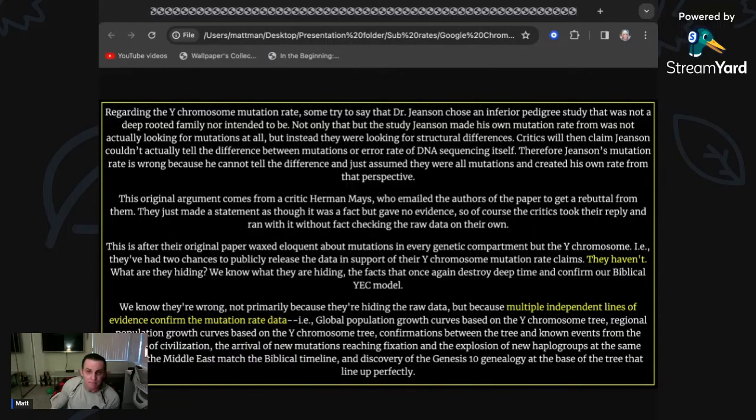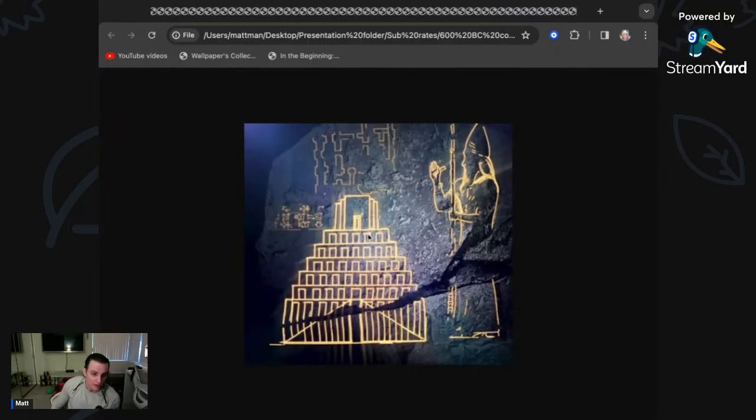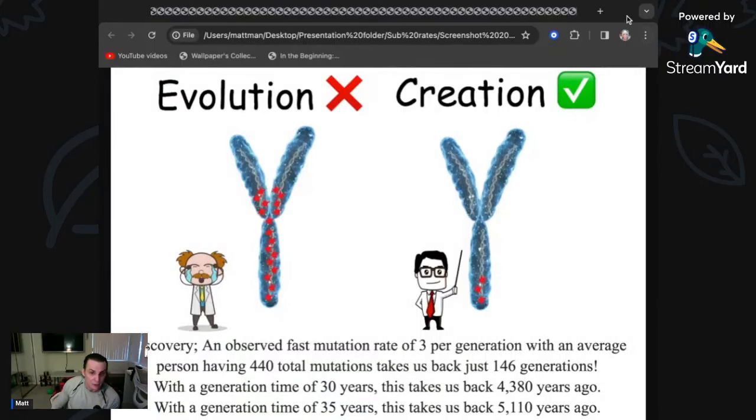What does he mean by that? Well, if we were to expect the Tower of Babel to be true, and we're going to be looking at the mutation rate that he obtained, which was 3 mutations per generation, and there's a total of 440 mutations total in human beings, that's only 146 generations ago. So if you use a generation time of 30 years, you get about the earliest date of Noah's flood being 4,380 years ago. And if you use a generation time of 35, it takes you back to about 5,100 years ago, about 200 years after the flood based on the Greek Septuagint. So it doesn't really matter.